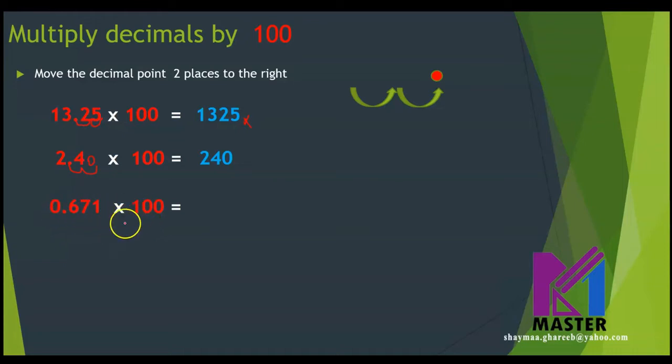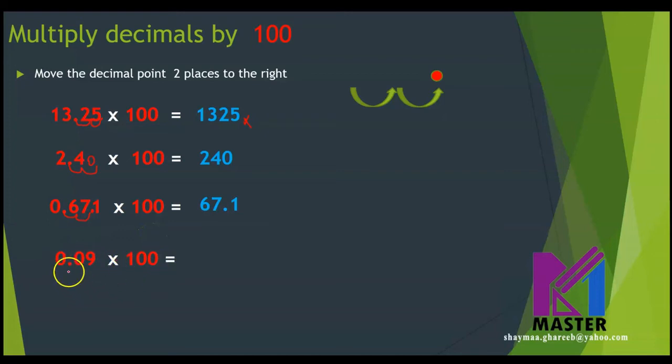0.671 times 100, I will move the decimal point 2 places to the right, so it will be here. So the answer will be 67.1. As you can see, the 6 was in the 10th place, it became in the 10th place. And the 7 was in the 100th place, it became in the ones or the units place, which are 2 places higher. Okay, let's see the next.